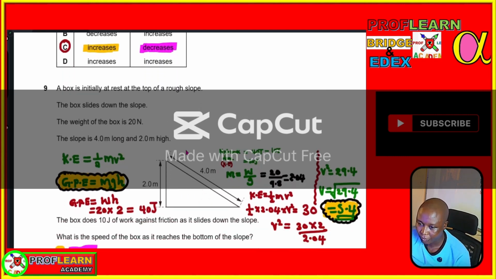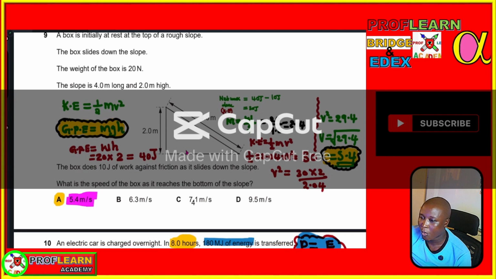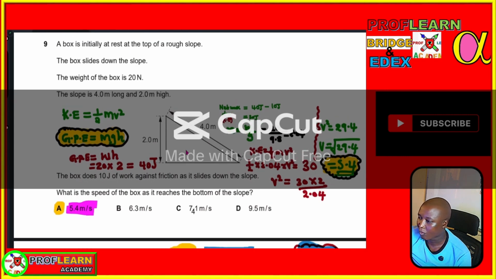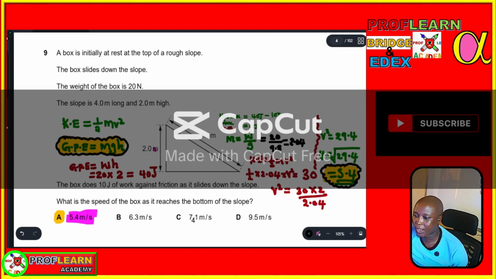Question 9. Still the law of conservation of energy. So we are told that a box is initially at rest at the top of a rough slope. The box slides down. The weight of the box is 20 newtons. And the slope is 4 meters long and 2.0 meters high.